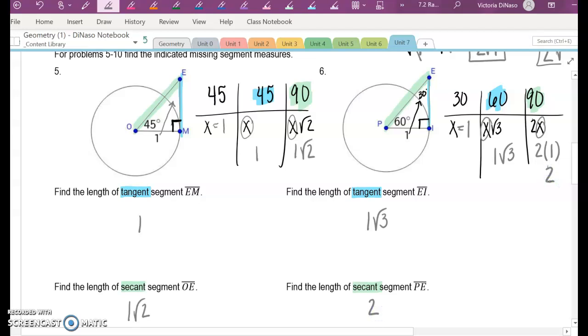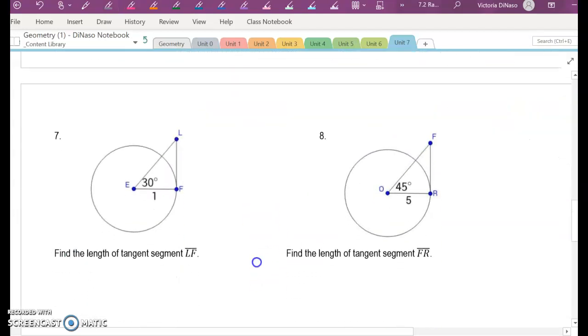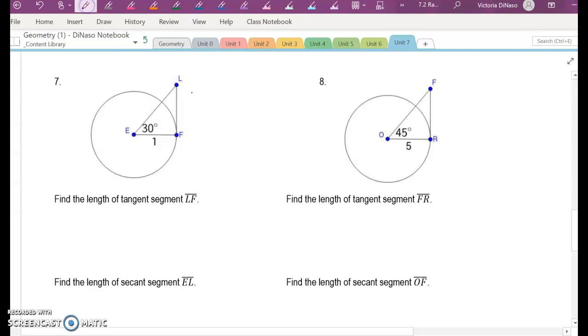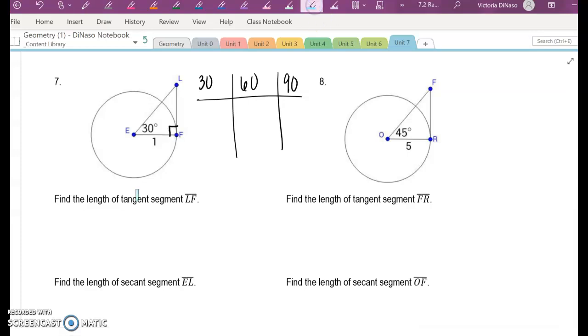All right. Number 7. So we're going to draw our 30, 60, 90 chart. When angle is 30, you have to come up with that 90 degrees. That's what our theorem told us. We're going to be looking for the tangent, and we're going to be looking for the secant. So we have x, x root 3, and then we have 2x. For this problem, the 1 is right across from your 60-degree angle. This one's a challenging one. So we're going to put equals 1 in the 60 column.